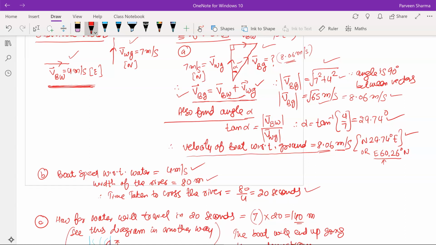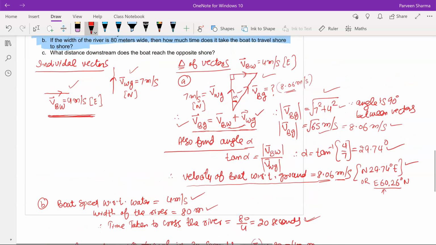Even though the velocity of the boat appears to be more for a person standing outside on the river, 8.06, the boat is actually going with respect to water at 4 meters per second. In east direction, it has to travel 80 meters distance, so that means the boat will take 20 seconds to cross the river. It's a different story that the boat will not end up in the opposite direction.